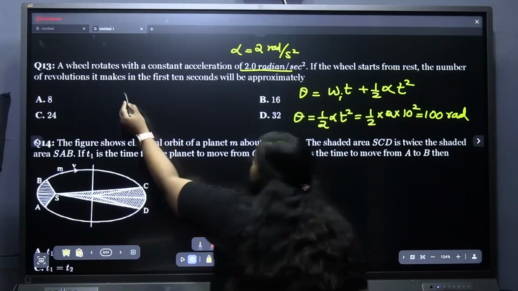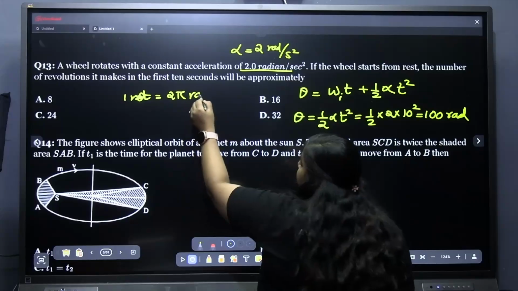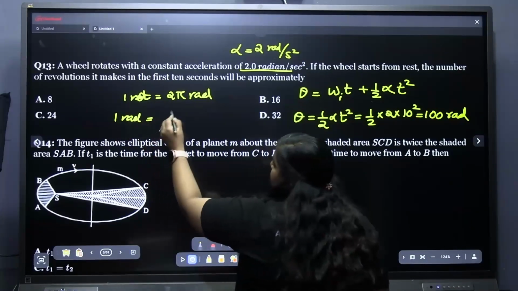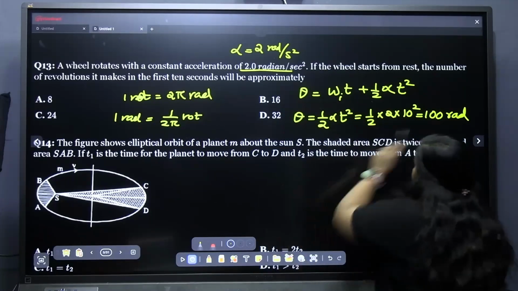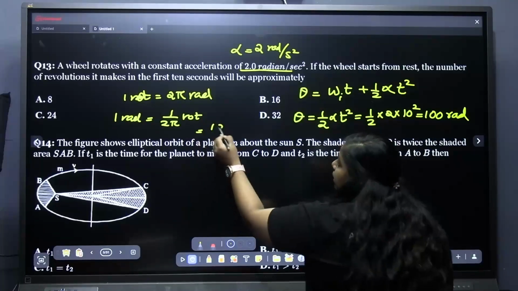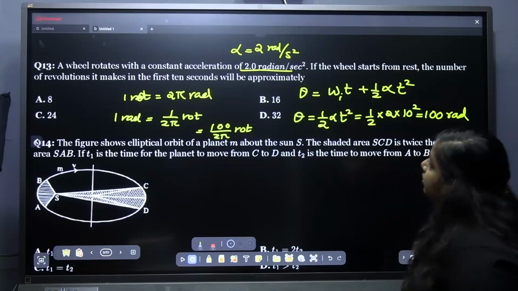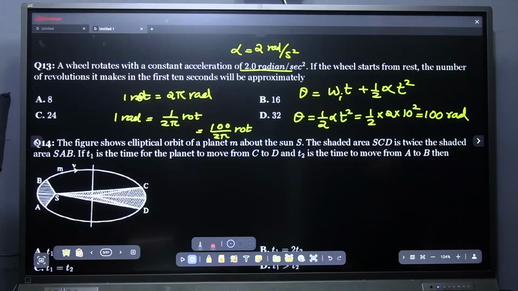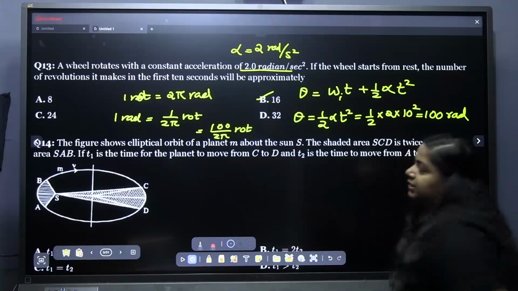So one rotation equals 2 pi radian, which means 1 radian equals 1 by 2 pi rotations. Then 100 radian equals 100 by 2 pi rotations. What is the answer? Approximately 16. 16 is the correct answer.